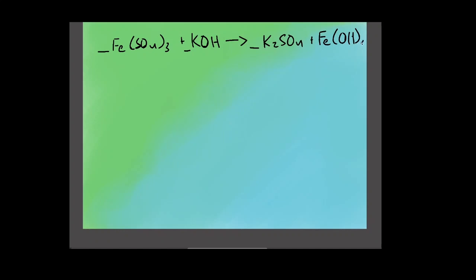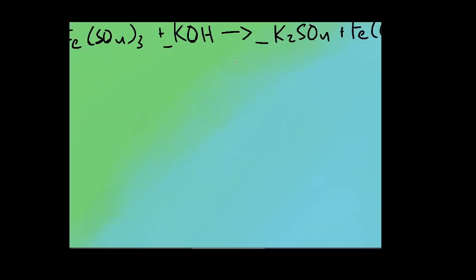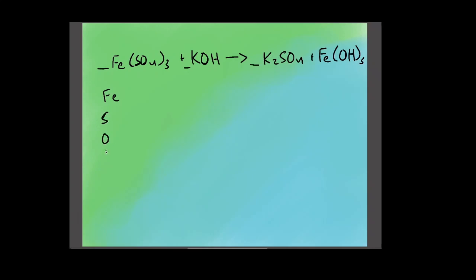In an advanced balancing chemical equations problem, many chemical reactions involve more than a total of 3 elements. Balancing these more complex equations involves the same principles as used in the previous video. This is the reaction between iron sulfate and potassium hydroxide. First, we must count the number of elements on each side, product and reactant.